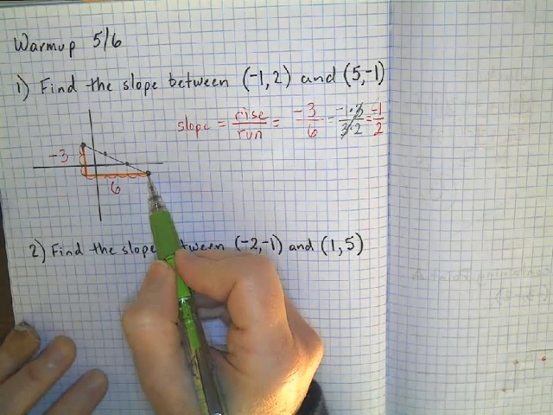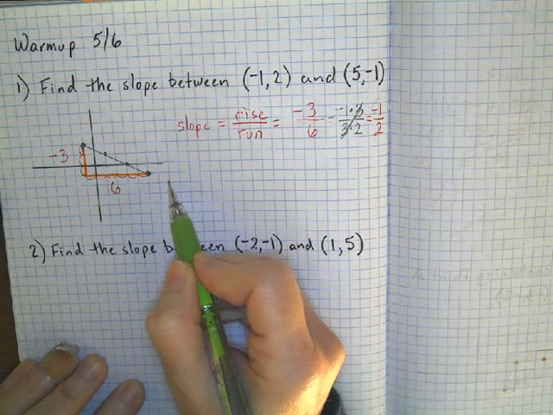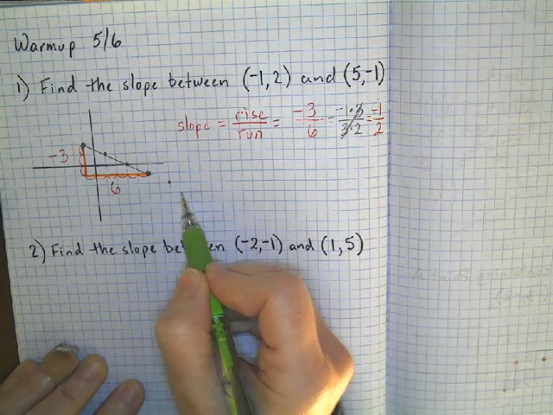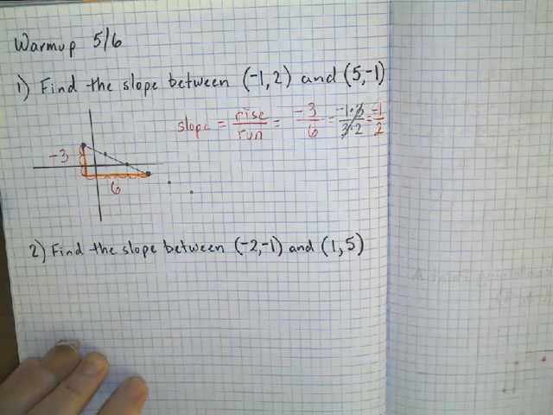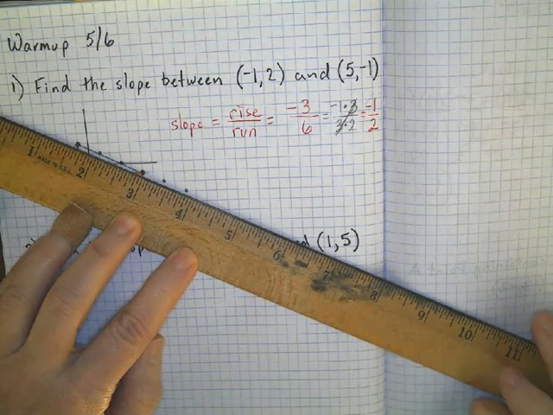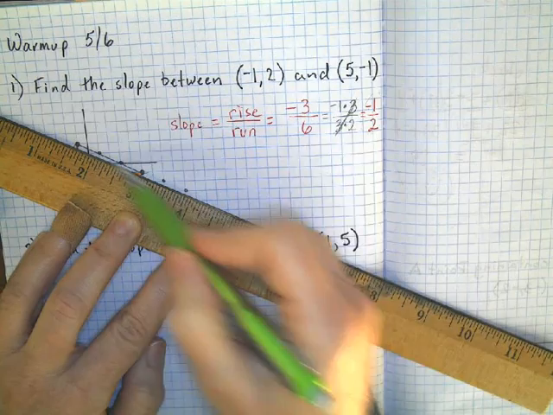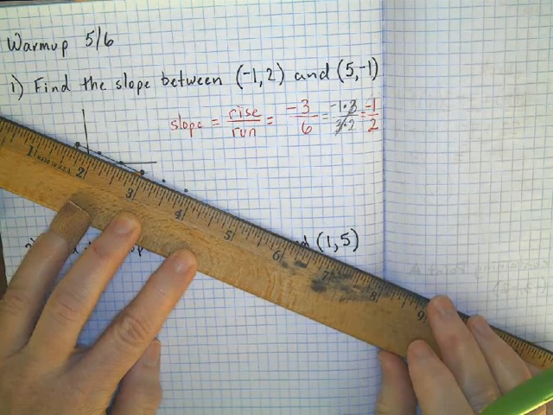And I could even extend it. I could go down 1 to the right 2. Down 1 to the right 2. And see how all those points are on that line. So the slope are instructions for how to put more points on the line.